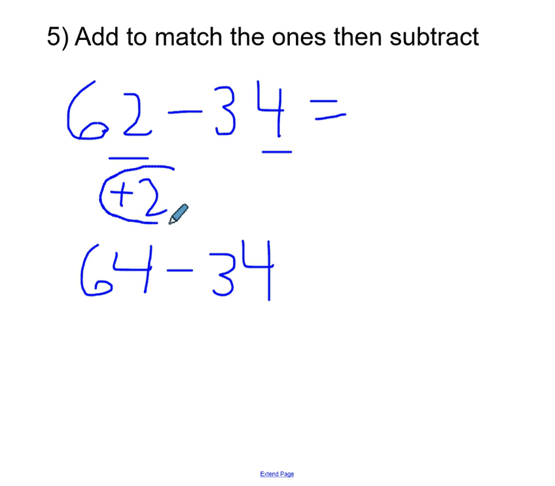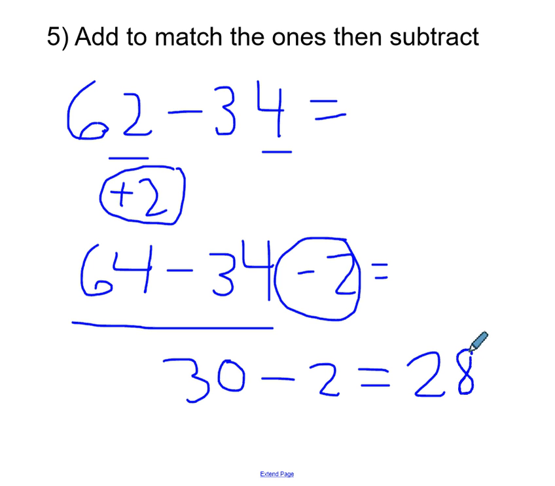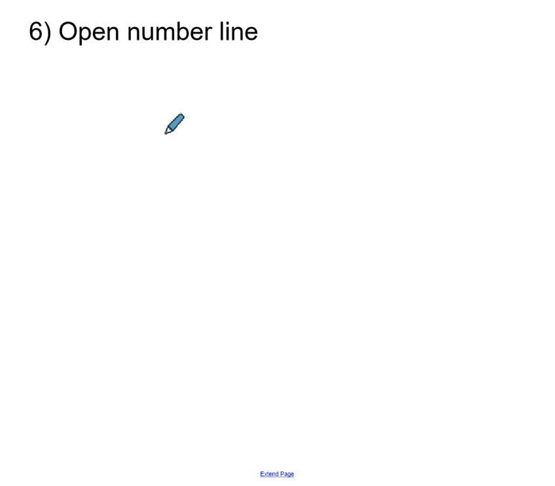But because we added 2 here, we need at the end to subtract 2. So we're not changing our answer. 64 minus 34, you would get 30. And then minus 2, 30 minus 2, you would get your 28. So like I said, this one is a bit trickier because you have to match the ones. If you don't like it, you don't have to use it as much as the other strategies which are probably easier.